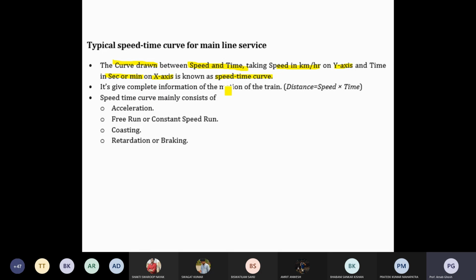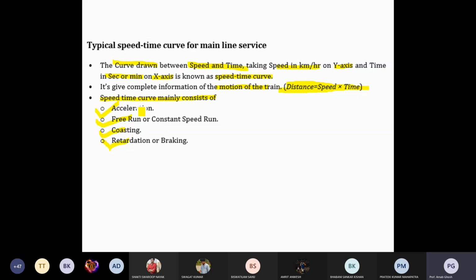The speed time curve consists of the most important parts. First is the acceleration, second is the free run or constant speed run, third is coasting, and fourth is retardation. So these four important points you need to consider for the traveling of your locomotives. So this is your typical structure, the typical speed time curve for the mainline service.